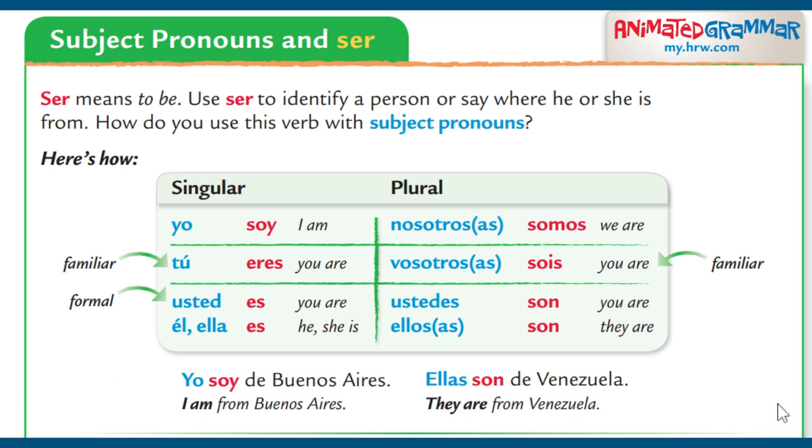A couple sample sentences here. So if I want to say I am from Buenos Aires, yo soy de Buenos Aires. They are from Venezuela. Ellas son de Venezuela.